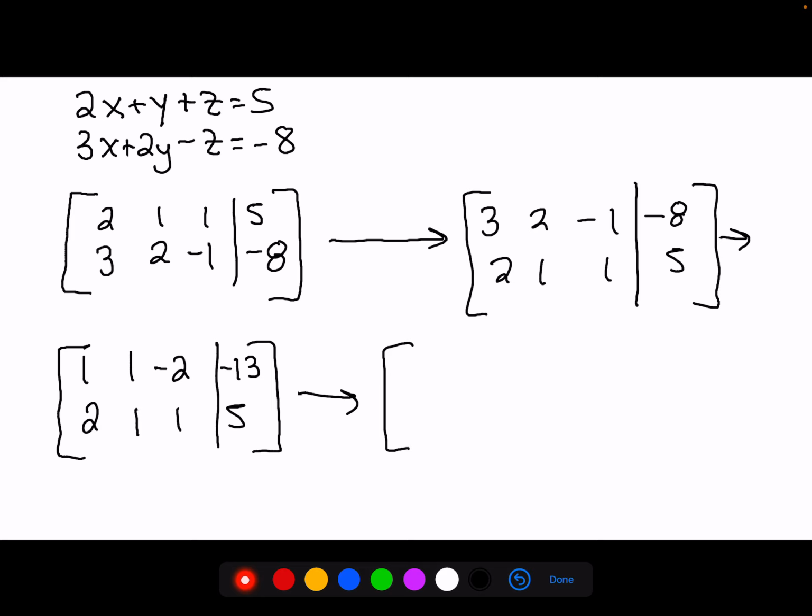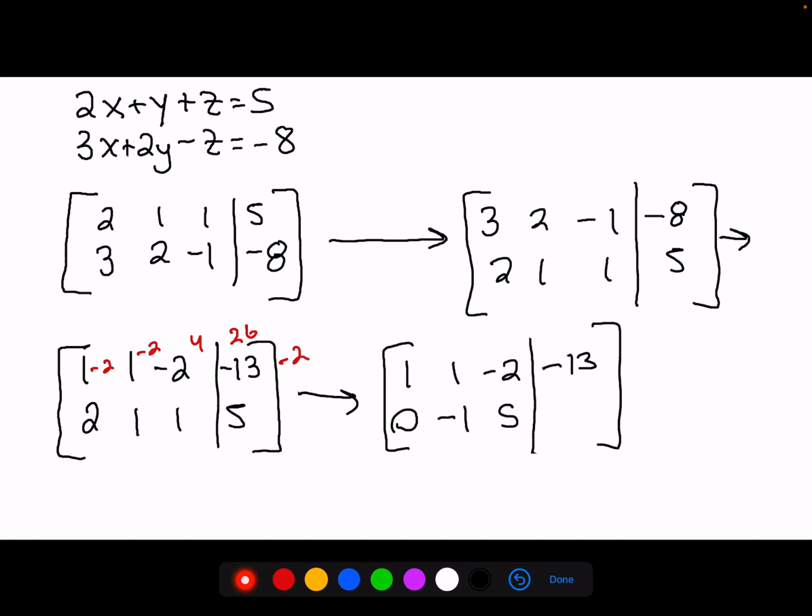Now, how about we multiply that first row by negative 2 and combine that with the second row. So keep the first row the same. Don't actually change it, but multiply by negative 2 and use those to add to the second row. So you get 0, negative 1, 5, and 31. That's what I'm getting.